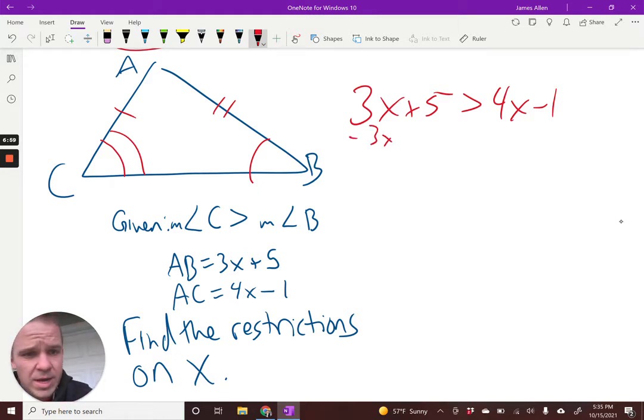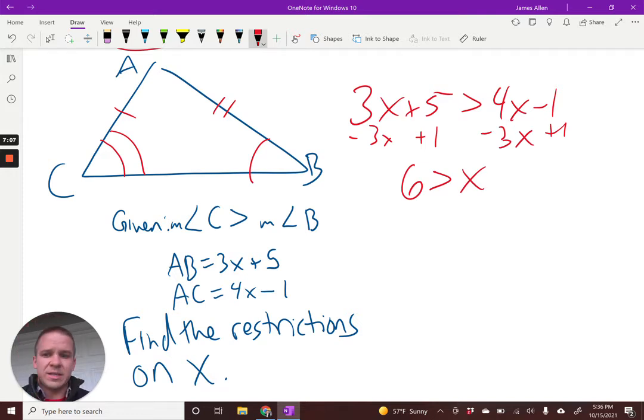Okay, so I'm going to subtract 3x. And I'm going to add 1. I'm going to do that all in the same step. All right, so we get 6 is greater than x, or in other words, x is less than 6. Okay. Well, if x is less than 6, we're talking side lengths here. We do have to be careful about going negative, right? I don't want to go 0 or negative for my side length. So with sides here, I do need to make sure that nothing goes negative.